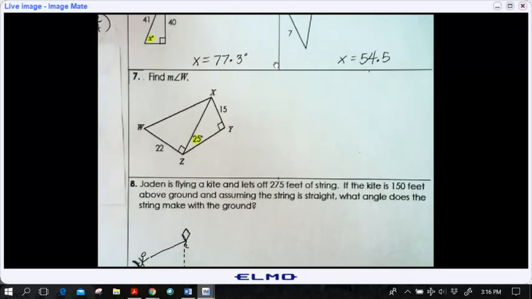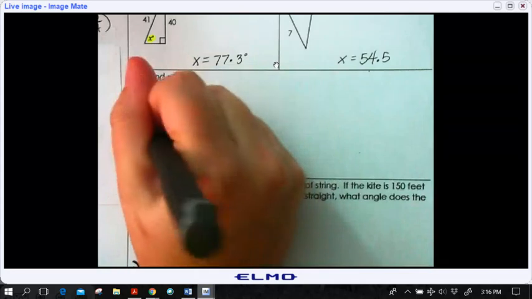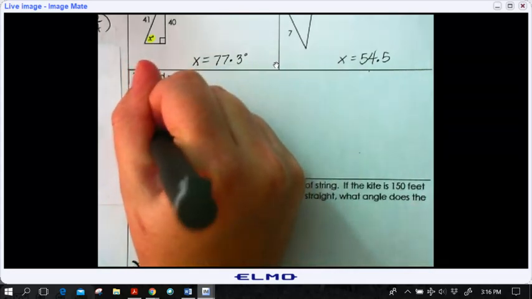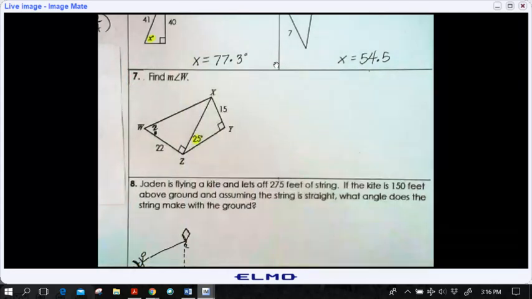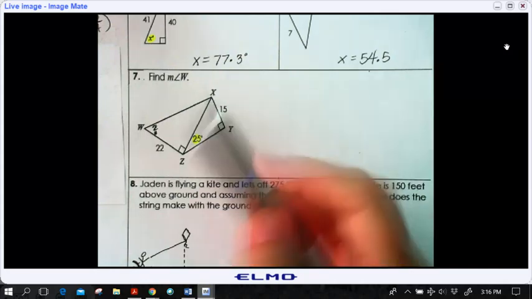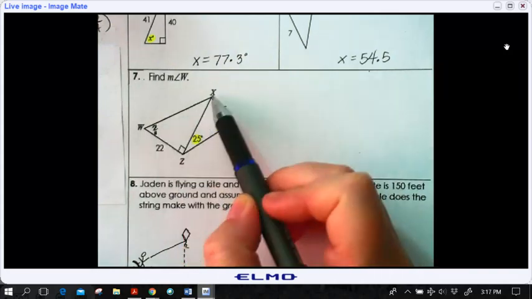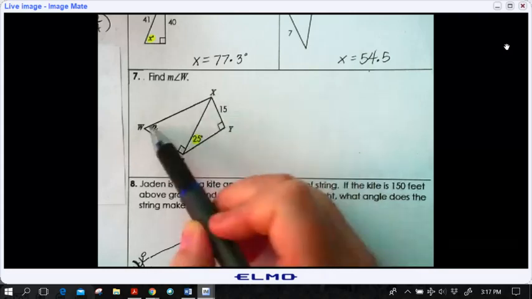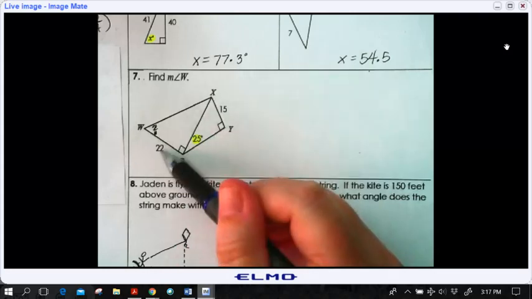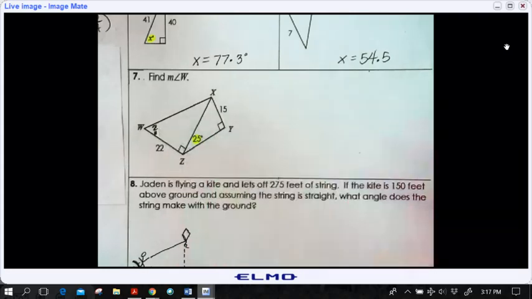Alrighty, let's go do number 7 together. So I need to find angle W. I need to find this angle right here. Okay, so let's see how I'm going to go about doing that. I don't have enough information in this triangle, XWZ. I only know one side and that's it.